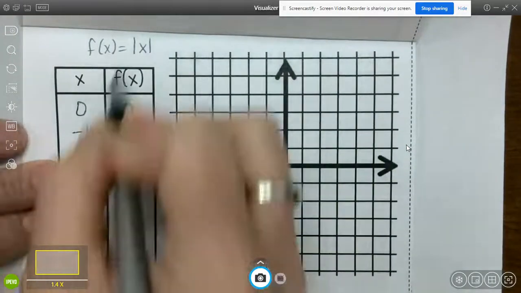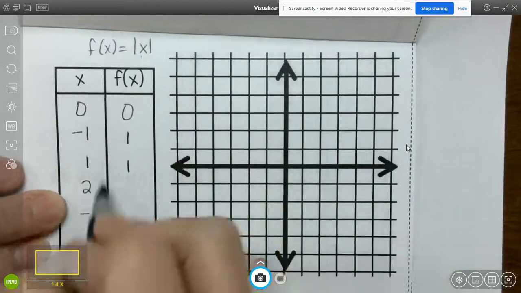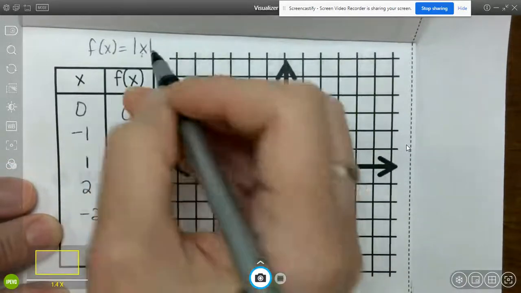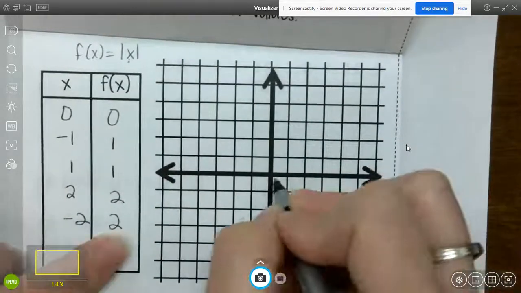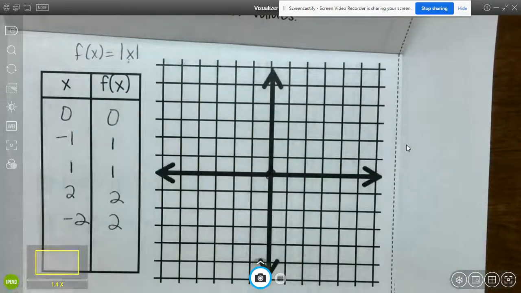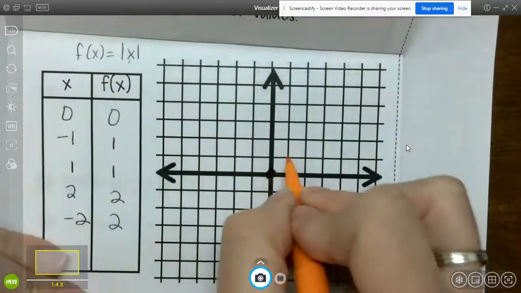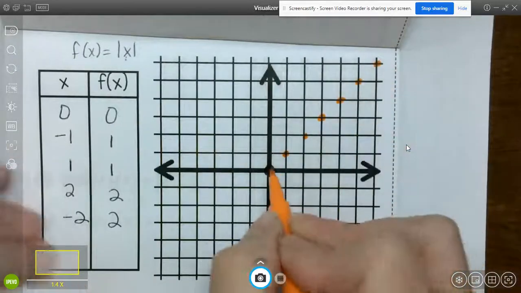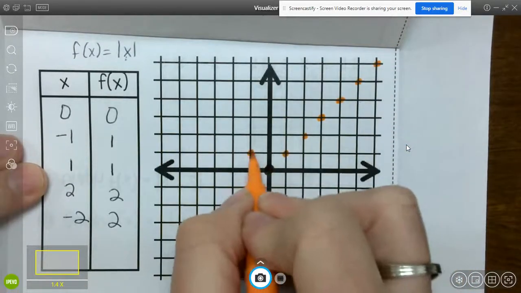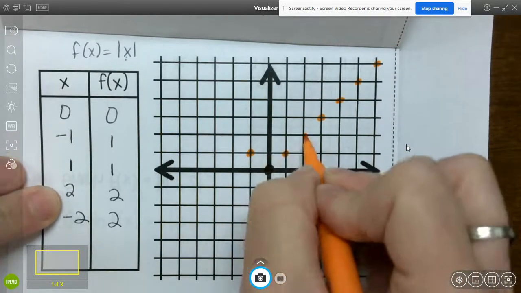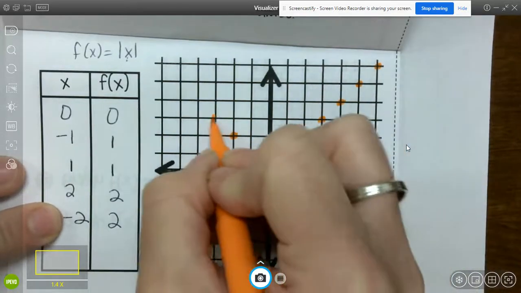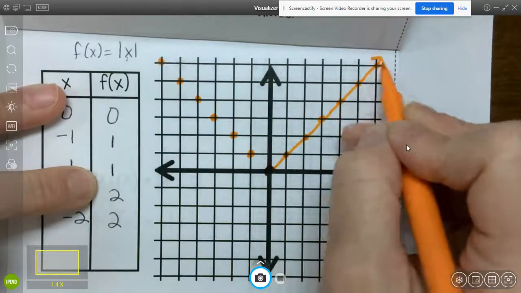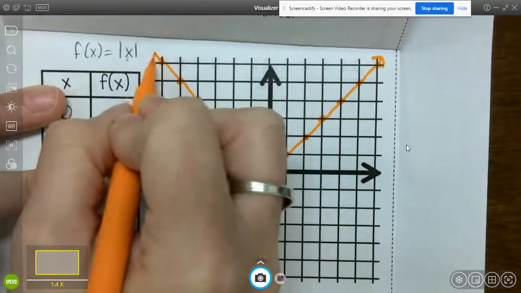So if I put in 1, the absolute value of 1 is 1. If I put in 2, the absolute value of 2 is 2. And if I put in -2, the absolute value of -2 is also 2. So if I came over here and graphed these points, I'll do it with a marker, this graph would look like this. So 0, 0, -1, 1, 1, 1, 2, 2, -2, 2. If you'll remember, it was a graph that made a V. So we had something that looked like that, okay?